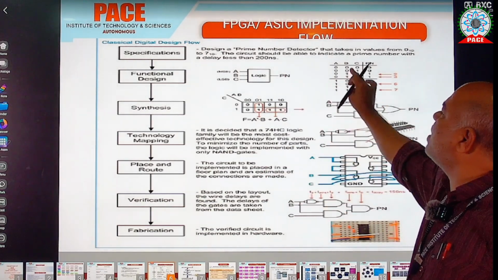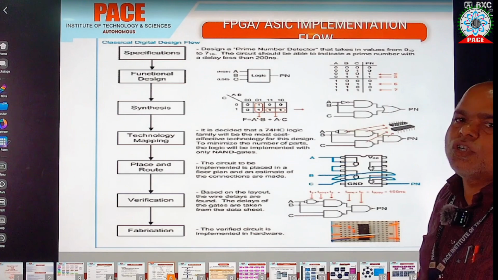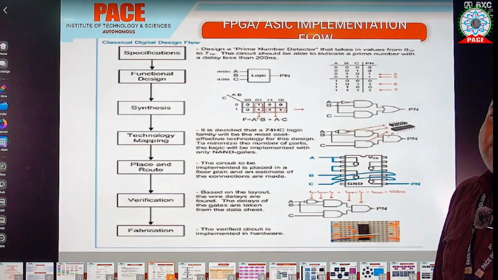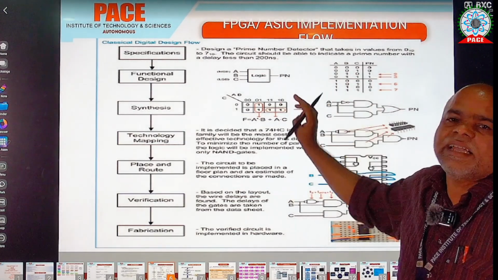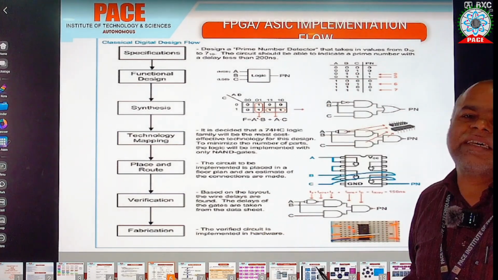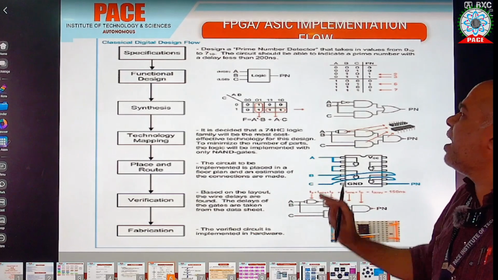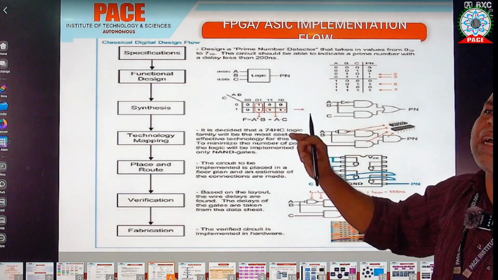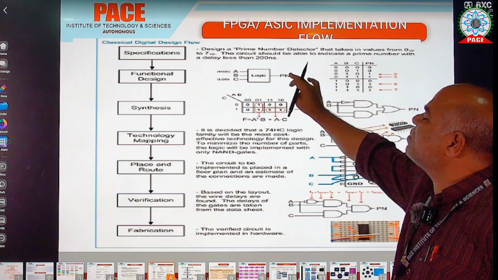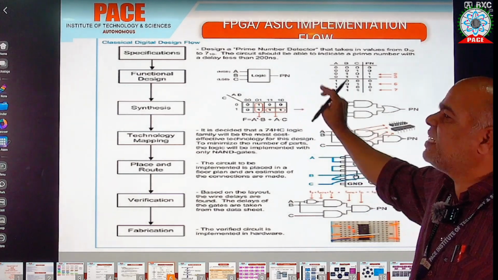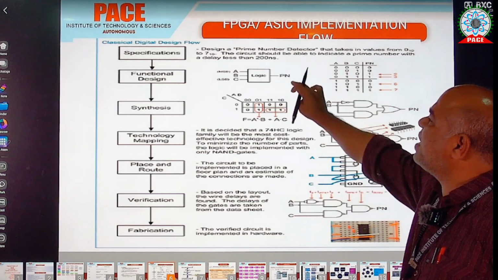In VLSI, you have two major languages for writing any programming language in digital or analog design, that is Verilog and SDL. You can introduce Verilog SDL here. After writing the code for this function, for this block, you go to the functional design.